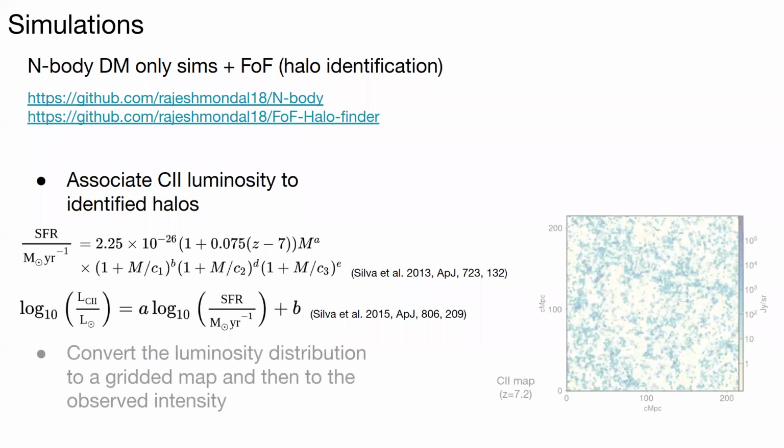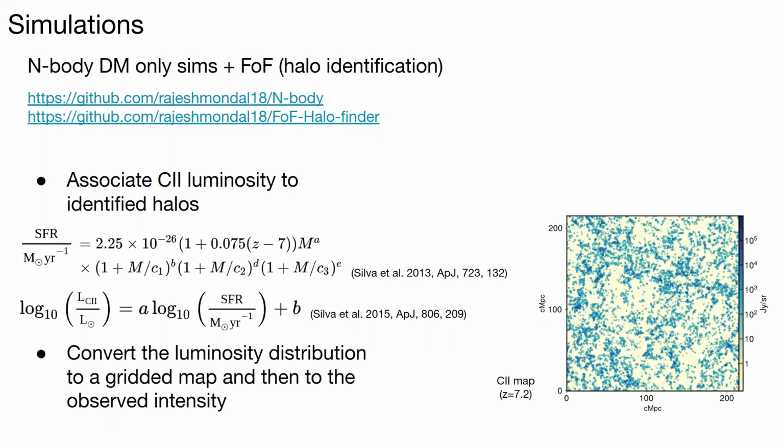Once that is done, because I will not be able to distinguish each individual halo, I do a coarse gridded mapping of those halos, and it turns out to be something like this. At redshift 7.2, using this prescription on the halos that we have identified from our n-body dark-matter-only simulations, the C2 line intensity map will look something like this. The units here are Jansky per steradian, and cMpc means comoving megaparsec. The X and Y axes are something like 215 comoving megaparsec on both sides, so it's a simulation cube that you will get. And the darker the point is, the higher the C2 intensity there.